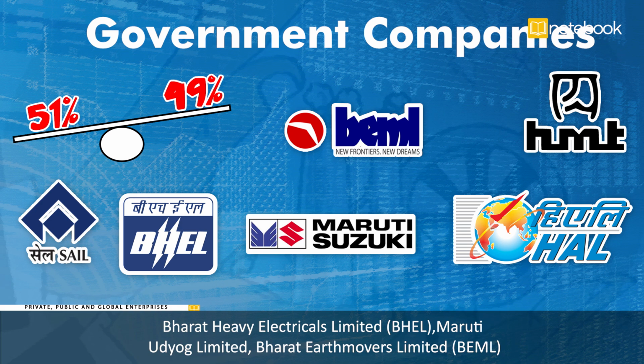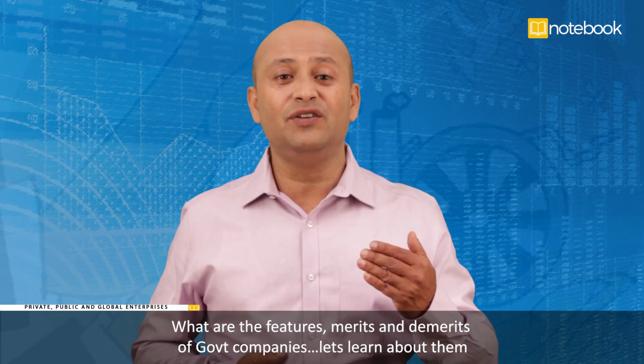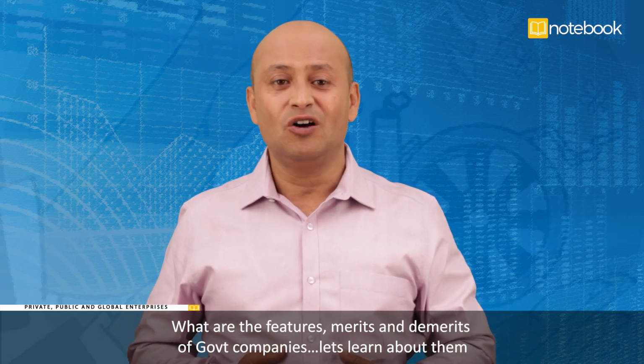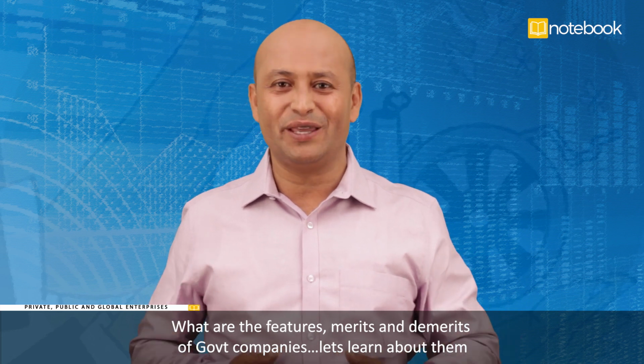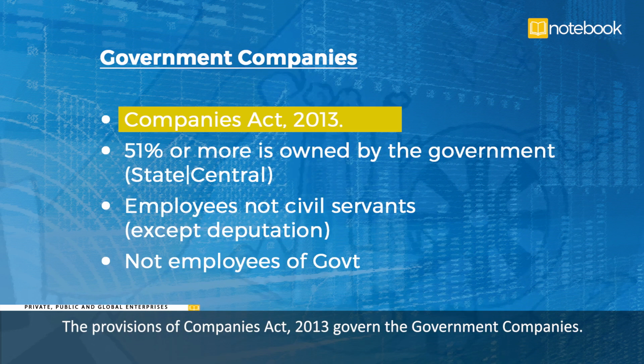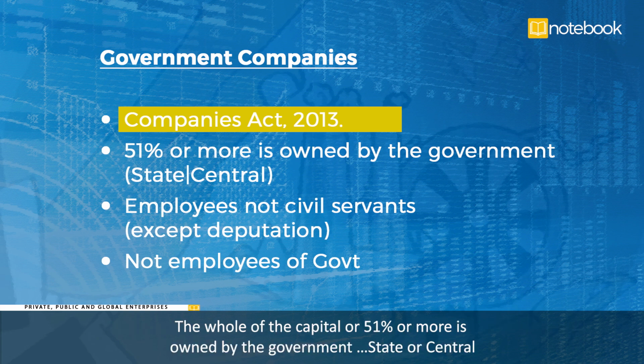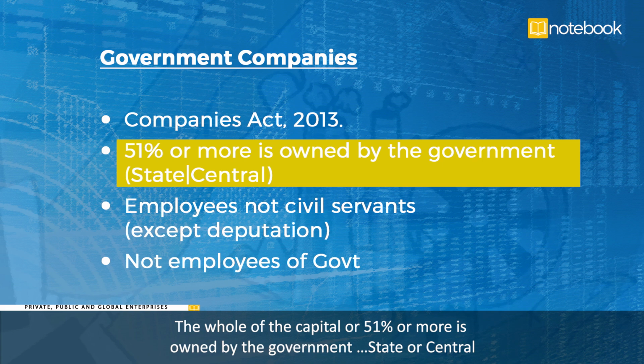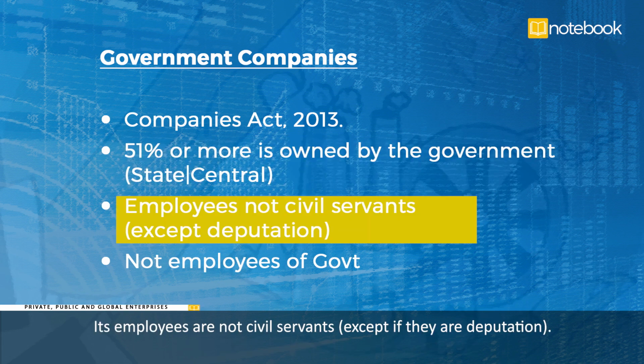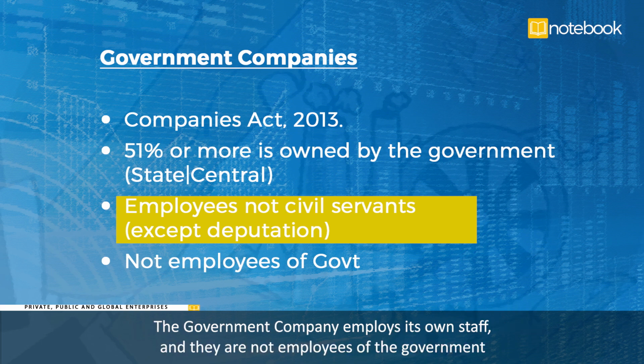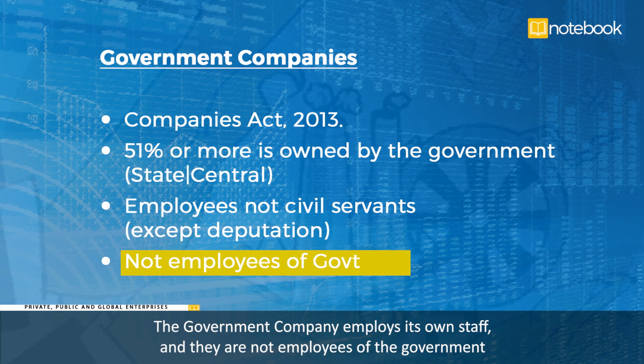Bharat Earth Movers Limited. What are the features, merits and demerits of government companies? Let's learn about them. The provisions of Companies Act 2013 govern the government companies. The whole of the capital of 51% or more is owned by the government, state or central. Its employees are not civil servants, except if they are on deputation. The government company employs its own staff, and they are not employees of the government.